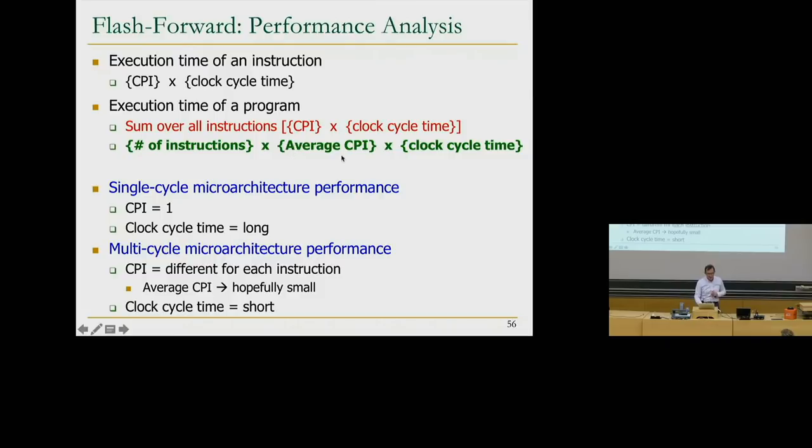And this way your CPI is small, your clock cycle time is also small, hopefully, short, and your number of instructions doesn't change between single cycle and multi-cycle because it's the same program. So basically, the advantage of multi-cycle, as we will see, is you have 2 degrees of freedom to optimize independently. You can optimize the clock cycle time by changing how long your stages are, and you can optimize how many cycles it takes to execute each instruction for different instructions.